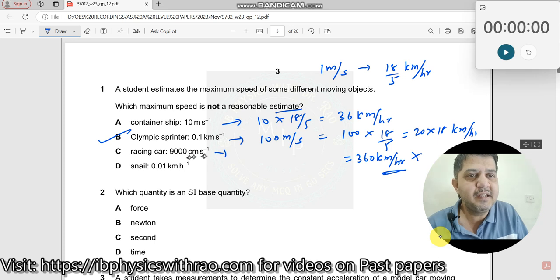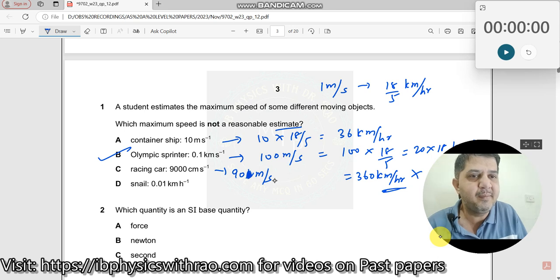So this would be 9,000 centimeter per second, which is 90 meter per second. 90 meter per second would be nearly 360 kilometer per hour only, or maybe lesser than that. Okay, so a racing car can have this speed. Okay, so this is possible.